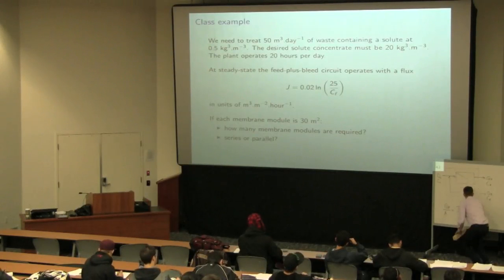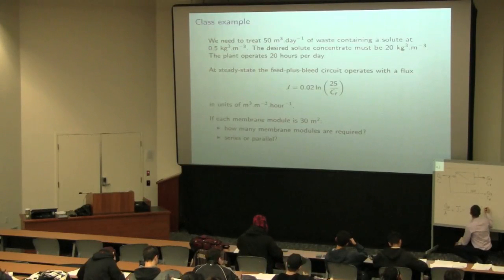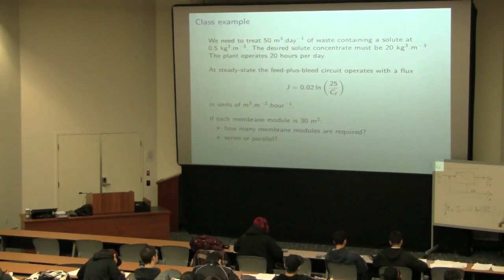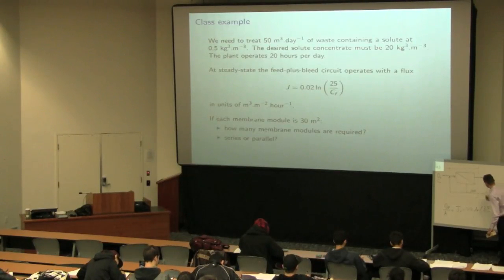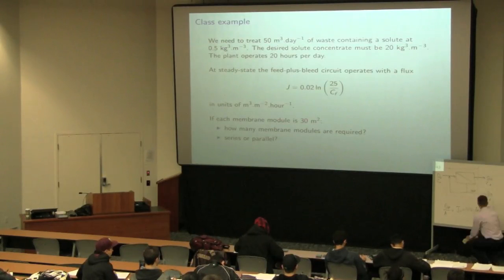And that's 0.02 times the log of 25 divided by this term CF. CF is the concentration of the solids leaving in the bulk. In other words, CF was the notation we used earlier when we derived that, but in this example here, CF would be the equivalent of CR. It's the concentration of the material leaving in your retentate. So I should be substituting in CR over here.